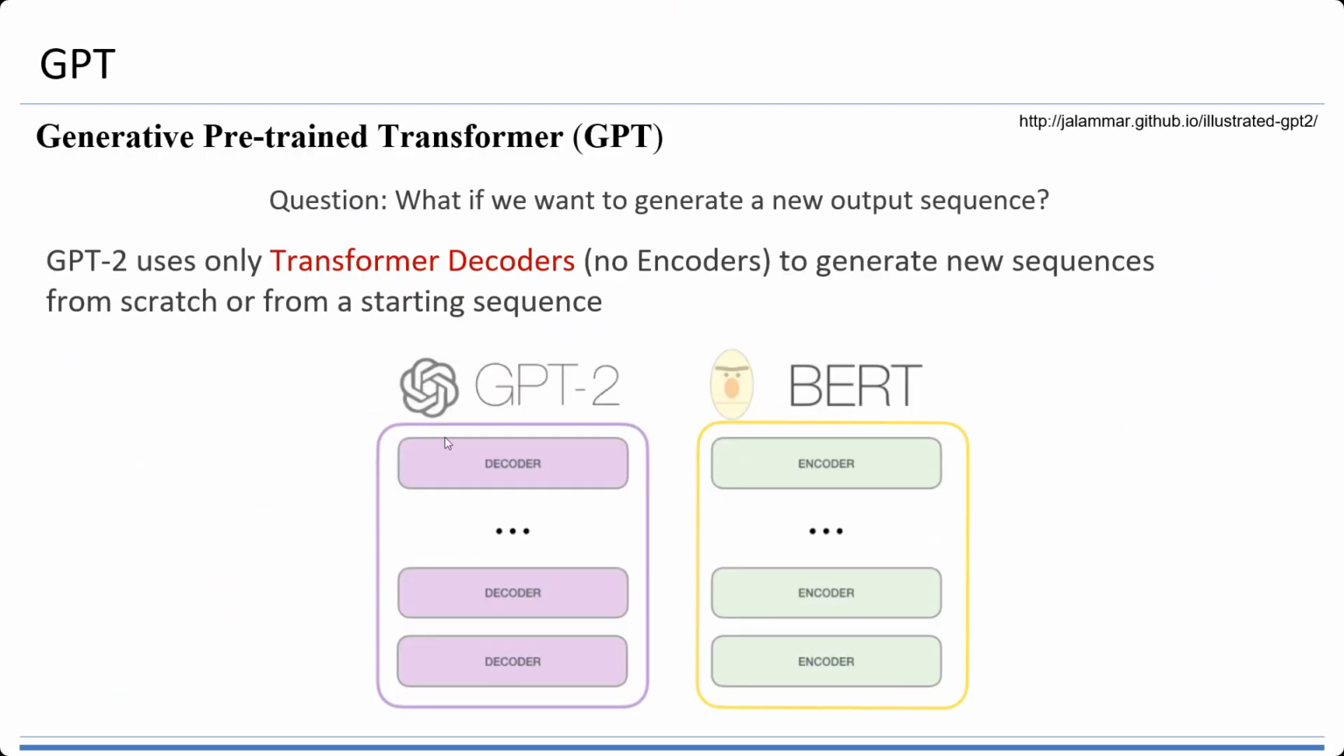And we learn about the GPT. So GPT is the Generative Pre-trained Transformer. So we use the transformer to pre-train, and it is to generate a new output sequence. And for the GPT, especially GPT-2 and the next ones, like GPT-3 and GPT-4, they use the transformer decoders. There are no encoders.